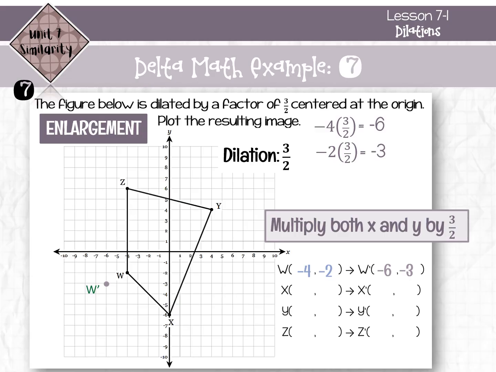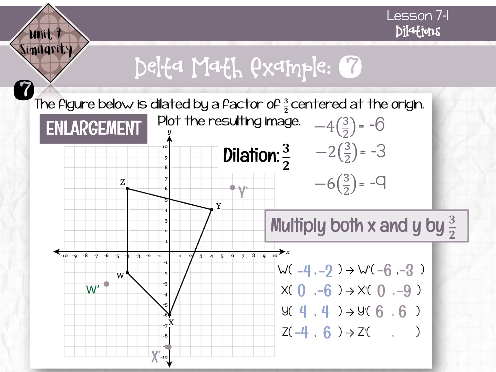X is at the point 0, -6. So all we need to worry about is that -6. Multiply by 3/2, we're at -9. Y is at the point 4, 4. So multiply both the x and the y by 3/2, and we're at 6, 6.